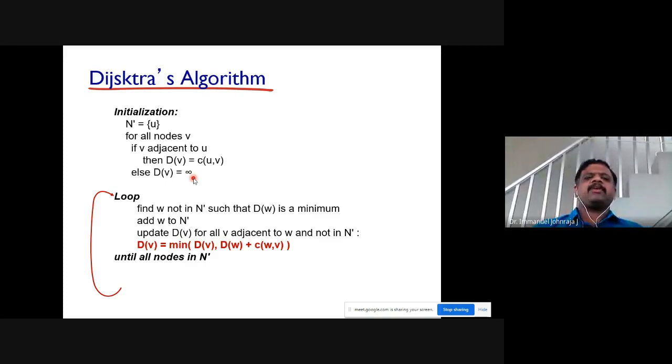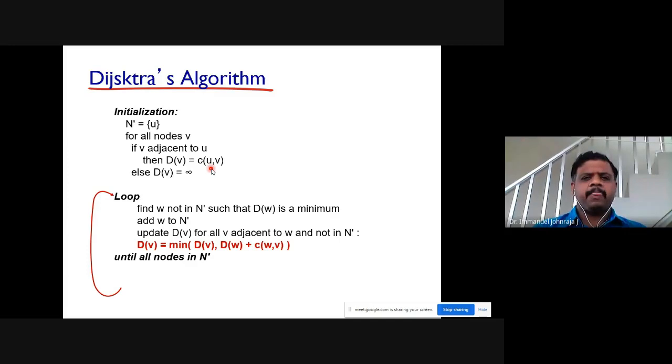Very simple. Take your whole set N, take all the nodes. If an edge exists, take that cost, that is c, and that is going to be your distance. If that link does not exist, make it infinity. So simple initialization. Hope you have got this logic. The second one is the iterative step. I'll tell you the logic, and I'll explain it with a demonstration. Don't worry, very, very simple one. The algorithm looks a little confusing.